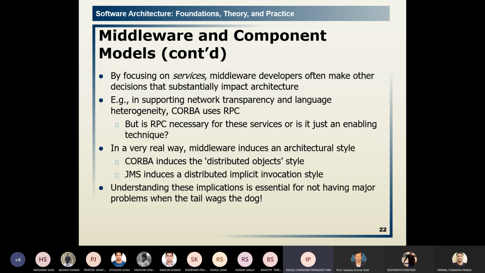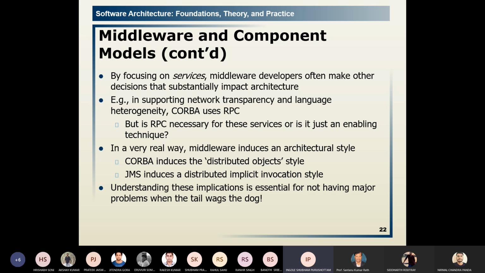By focusing on services only, middleware developers often make other decisions that substantially impact the architecture. The example is in supporting network transparency and language heterogeneity. CORBA uses RPC. But is RPC necessary for these services, or is it just an enabling technique? So here the developer is making some decision.